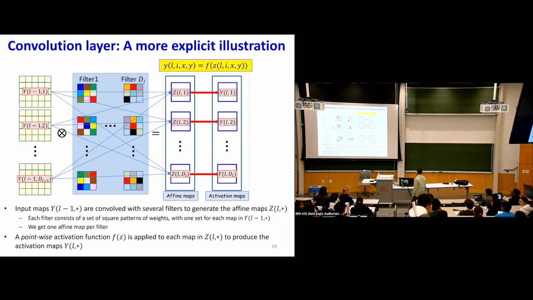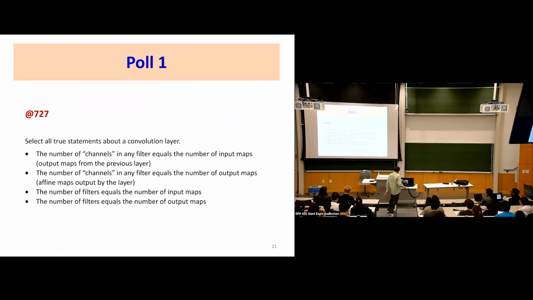Once we compute these affine maps, we apply the activation pointwise to compute the final output activation map. So this was the computation. Here's your first problem.